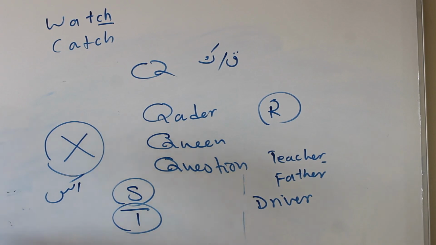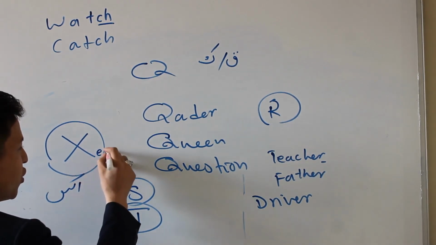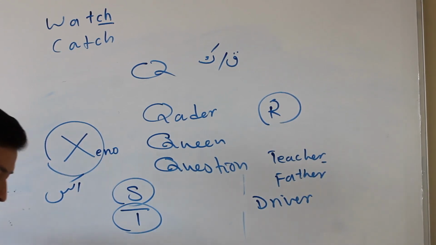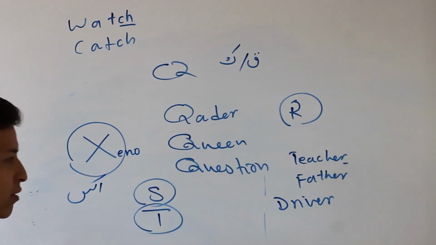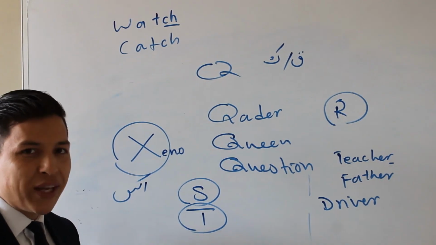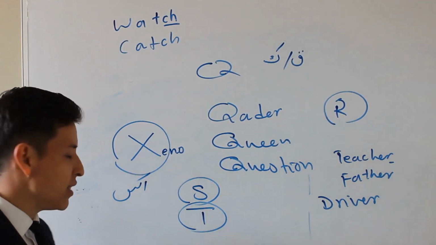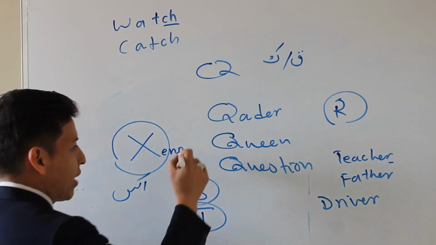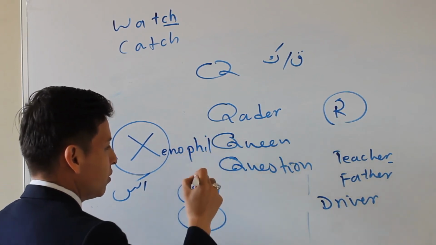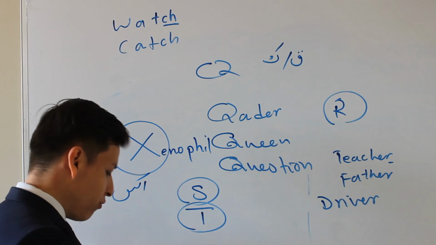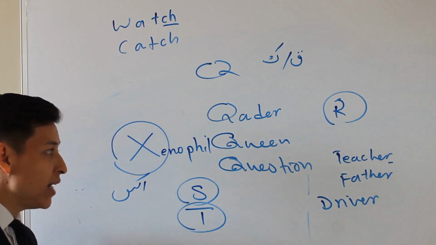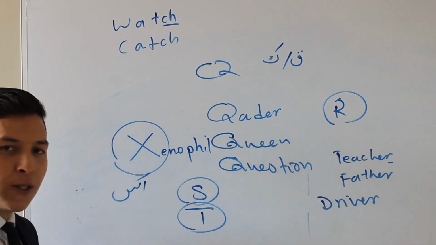It represents the letter Z. Like we have Zeno. It means foreigner. We cannot say Xeno. It's not Xeno, it's Zeno. For example, we have the word xenophile, or xenophobe. We cannot say xenophile, xenophobe with an X sound.